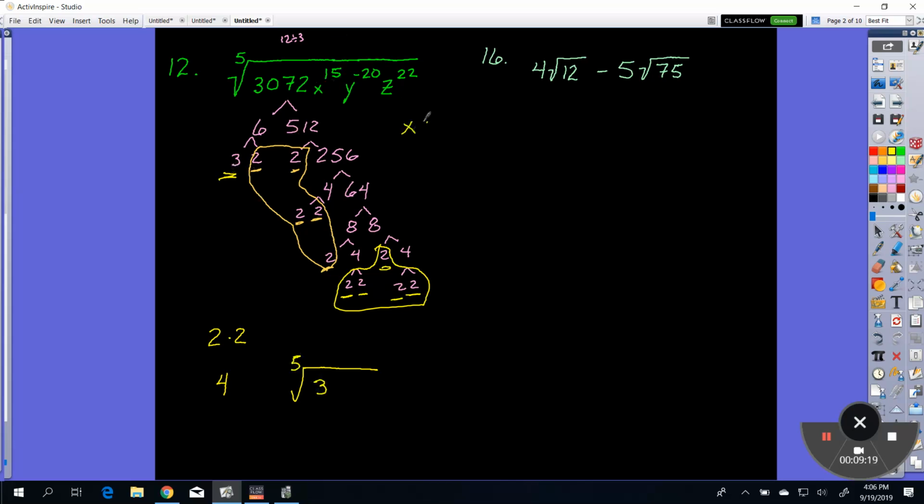Now, x to the 15th. If I have 15 of something, how many groups of 5 are there? There are 3 groups of 5. Or the shortcut way, 15 divided by 5 is 3. So that's x to the 3rd, and it gets to come out. And there are no leftovers. There's no remainders.